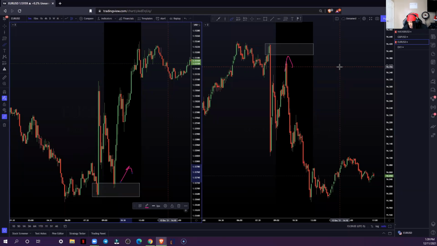Is there indices that work with DXY? I don't want to say yeah, and I don't want to say no. I just mainly trade NAS 100 exactly how I just traded, just the chart.